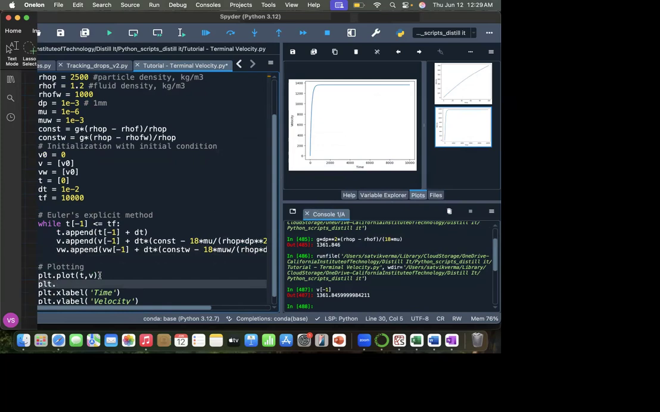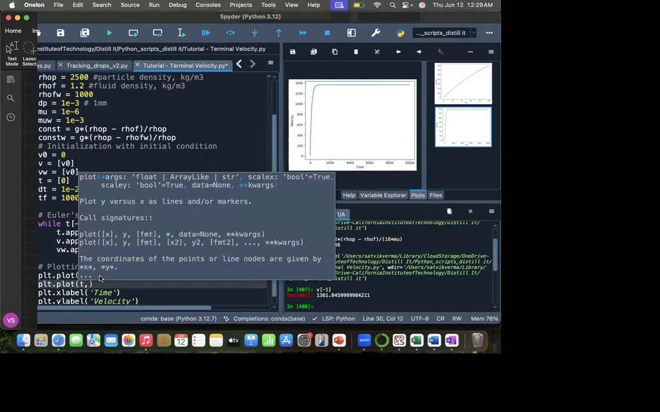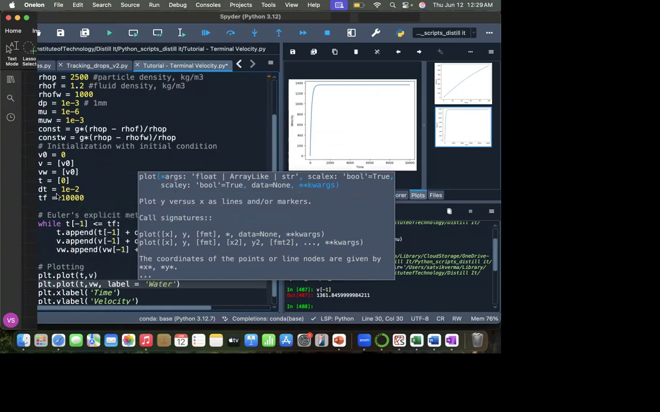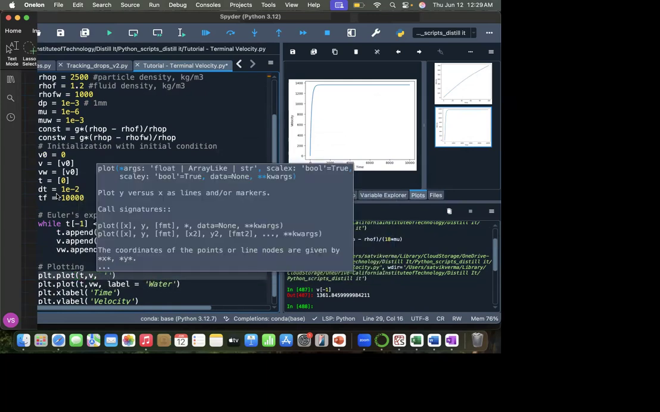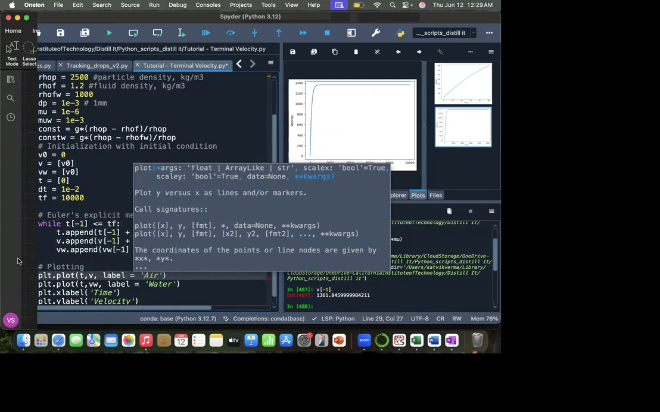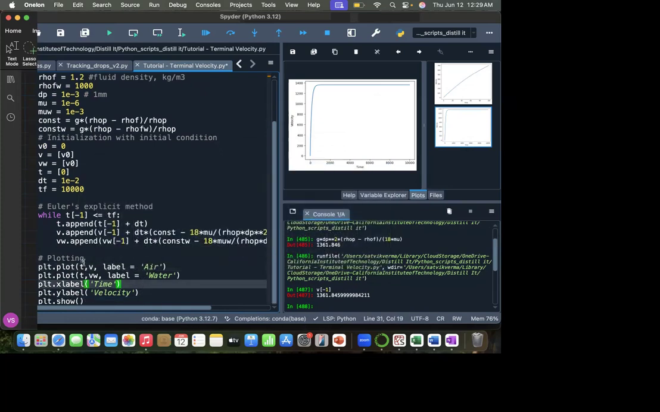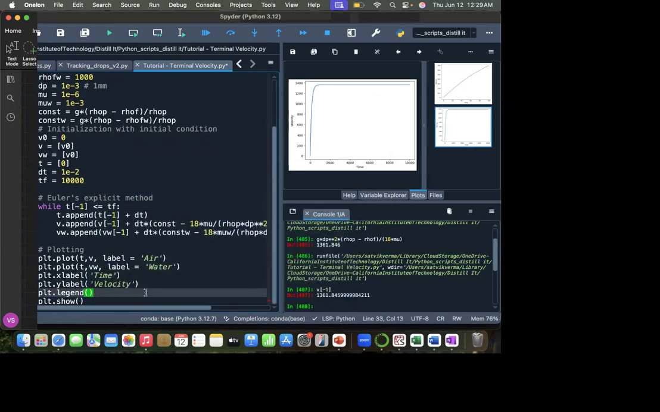And now let's add an additional thing for water. And to recognize them, we are going to make a legend plot. So we are going to label this as water, while this as air. So this is how you add legend. So basically you assign a label to each of the plots, and after that you just say plt.legend before you give the command for show.